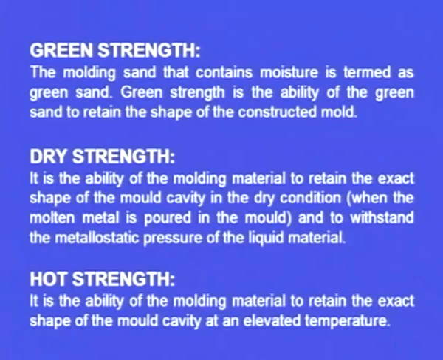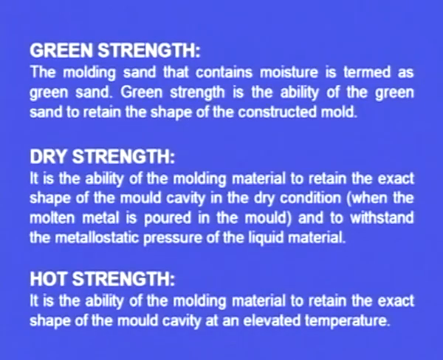It should possess hot strength, means after drying off the moisture, as we keep pouring the molten metal, the mold is heated to a much higher temperature, because the molten metal's temperature is about 1500 degrees centigrade. If we are making a cast iron casting, the mold is heated to a much high temperature. At much high temperature, the mold should not lose its strength, it should retain the shape. So, that is the hot strength. It is the ability of the molding material to retain the exact shape of the mold cavity at an elevated temperature.